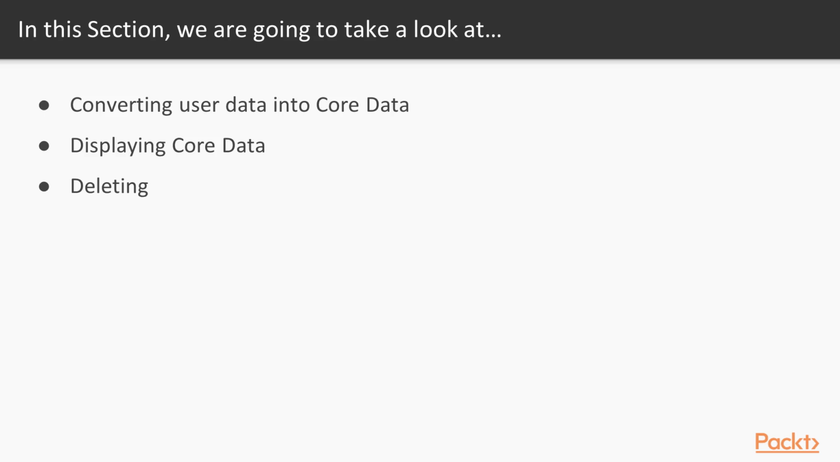So someone types in the name for a to-do item, whether or not it's important, we'll communicate that to core data. We want to display what's in core data back to the user. We're going to use a table view, and then we're going to talk about how we can delete things from core data. That's going to be a new skill that we're going to be learning there.